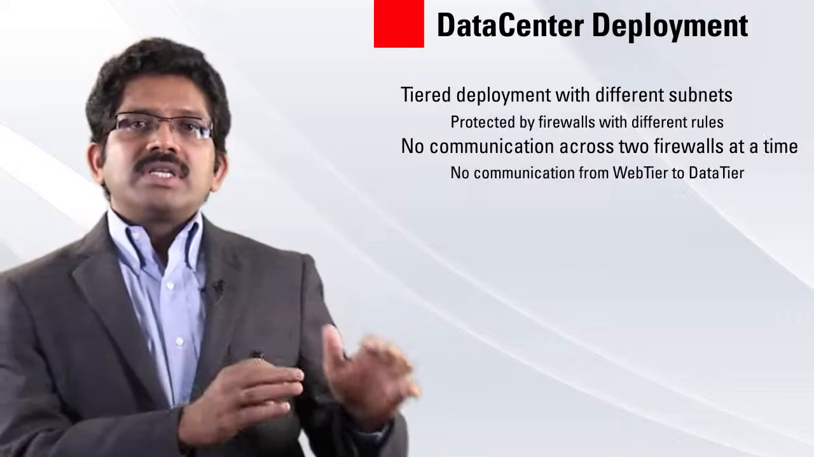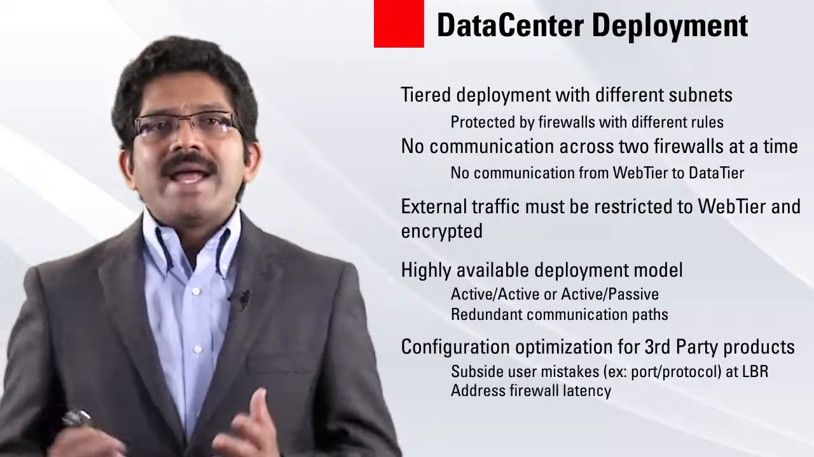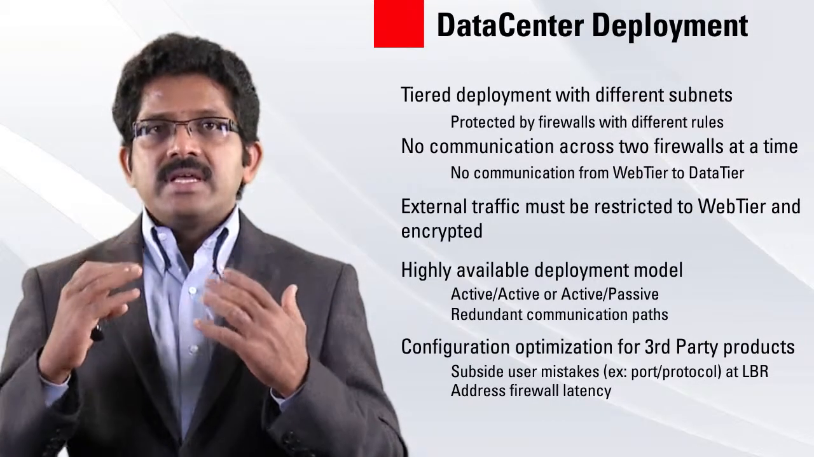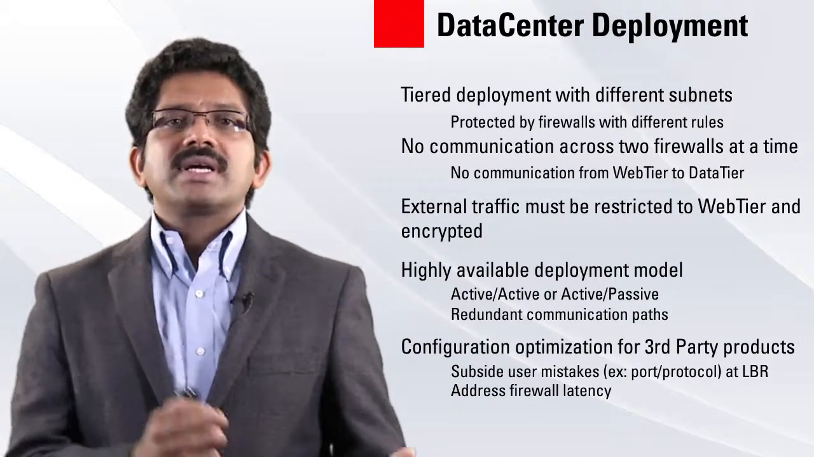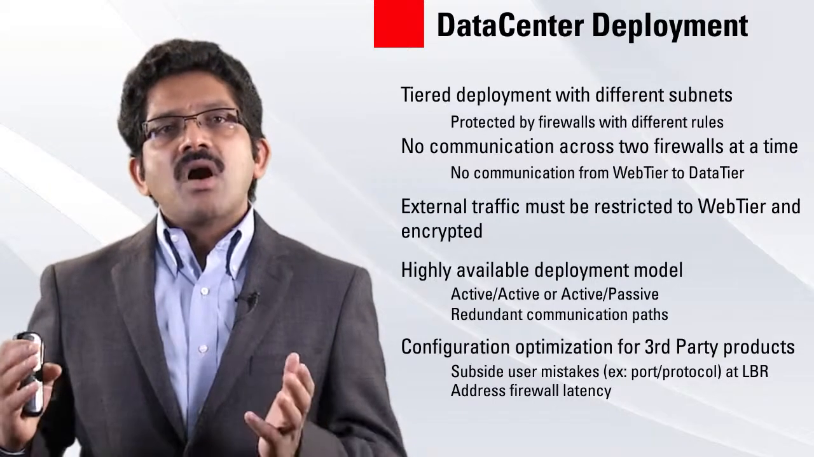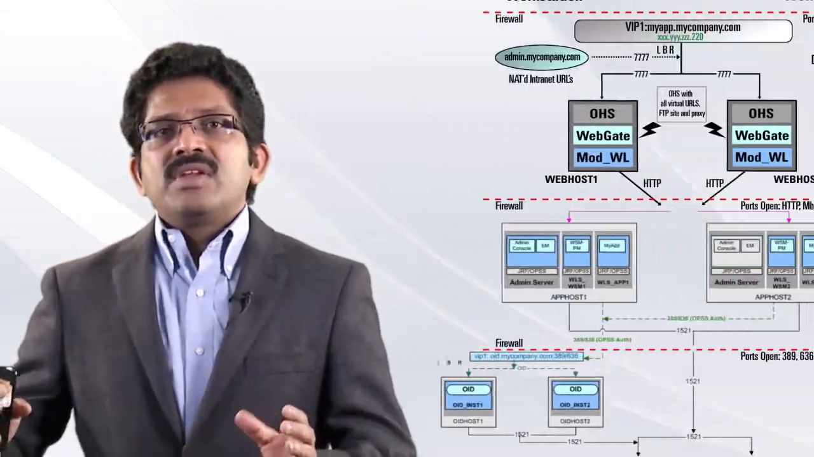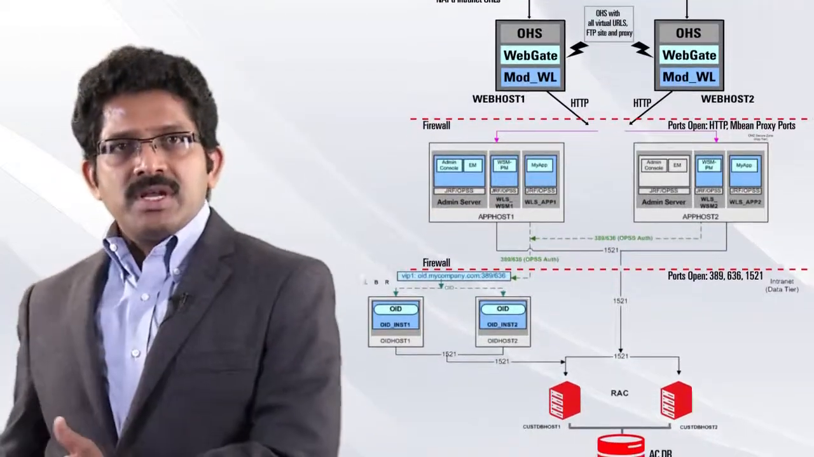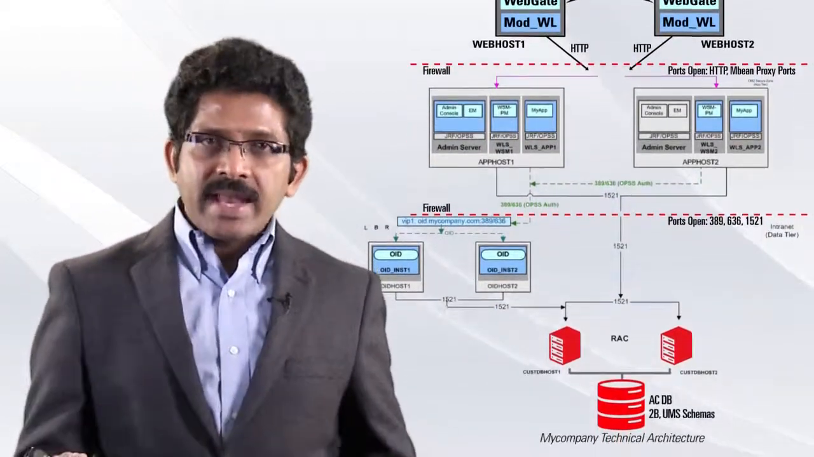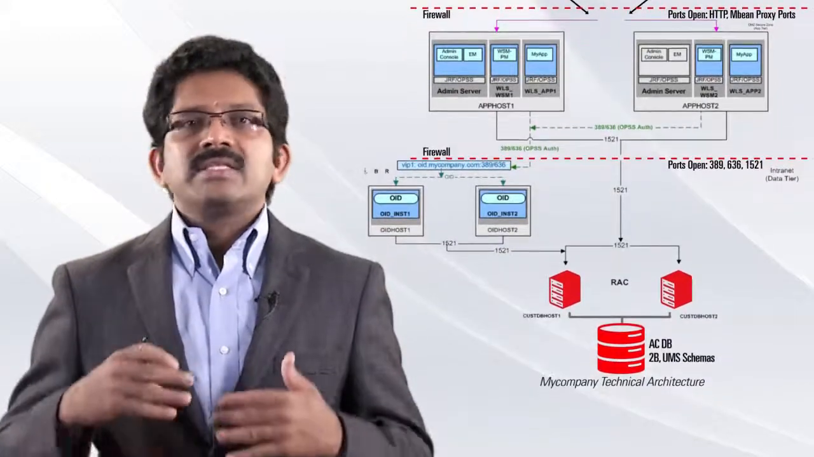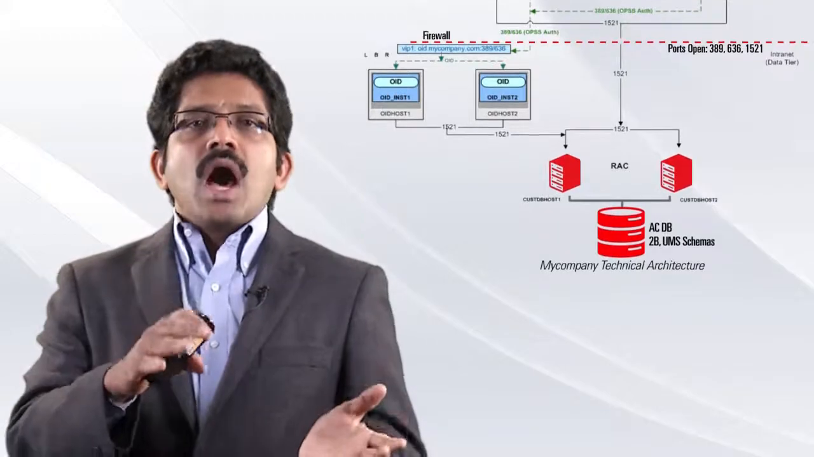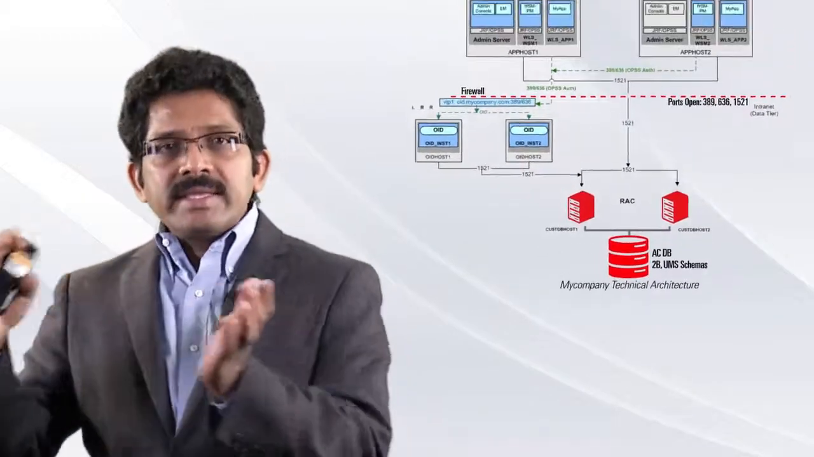If you look at the deployment best practices or guidelines, the first thing is that it should be a tiered deployment. Customer data centers are laid out in such a way that there will be a DMZ, an application tier, and a data tier. Each of these tiers is a separate VLAN protected with firewalls and separate regulations. What we are trying to do is define how applications should be deployed in this model.